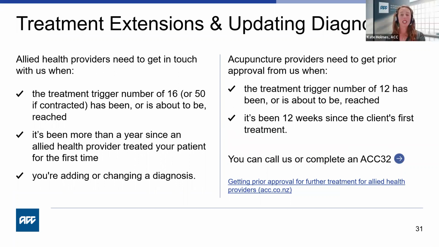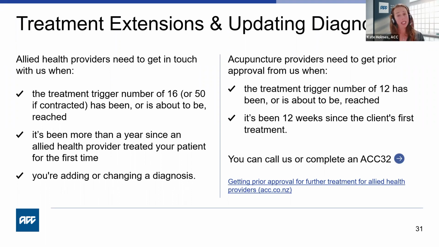Right, treatment extensions and updating diagnosis. So allied health providers, you need to get in touch with us when the treatment trigger number of 16, or 50 if you're contracted, has been reached, it's been more than a year since an allied health provider treated your patient for the first time, or if you're adding or changing a diagnosis.